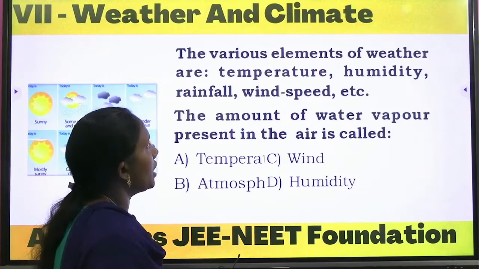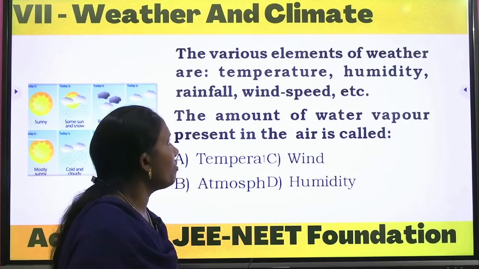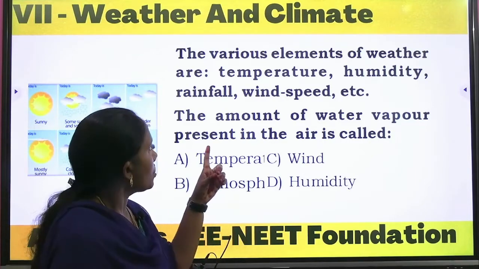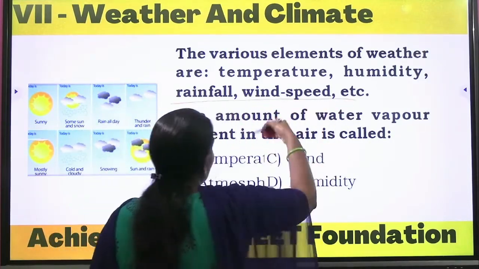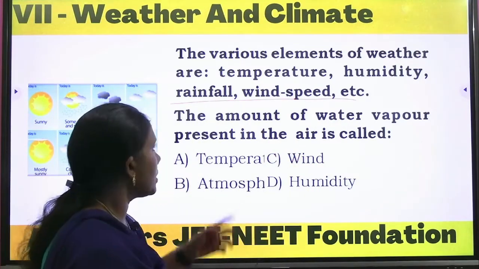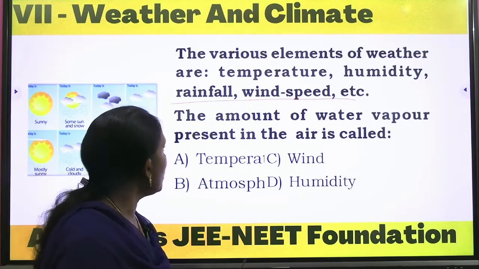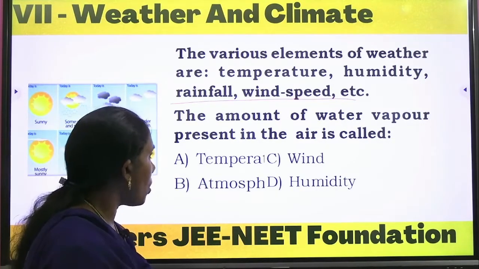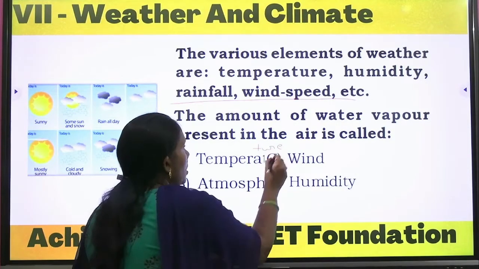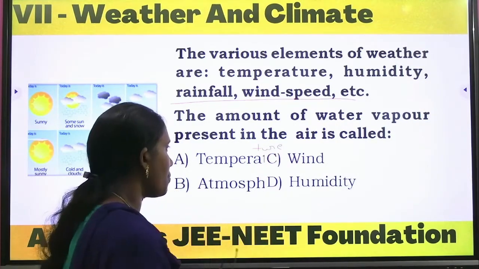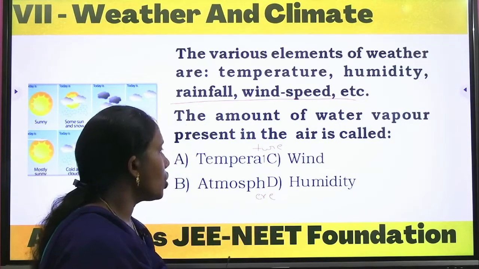The various elements of weather are temperature, humidity, rainfall, wind speed, etc. So this is the paragraph given. From this paragraph he is asking the questions. So let us see the first question from this passage type. The amount of water vapor present in the air is called. The first option is temperature, B option is atmosphere, C is wind, D is humidity.